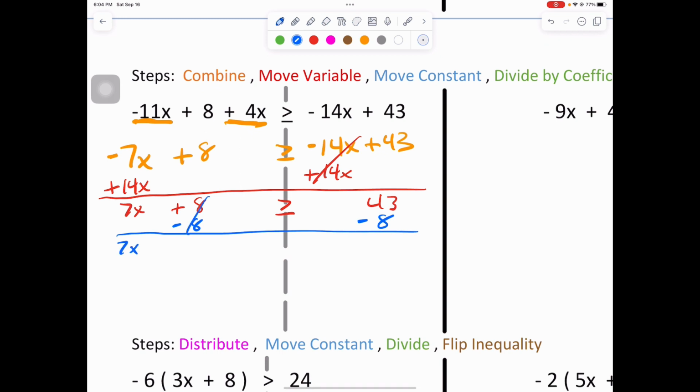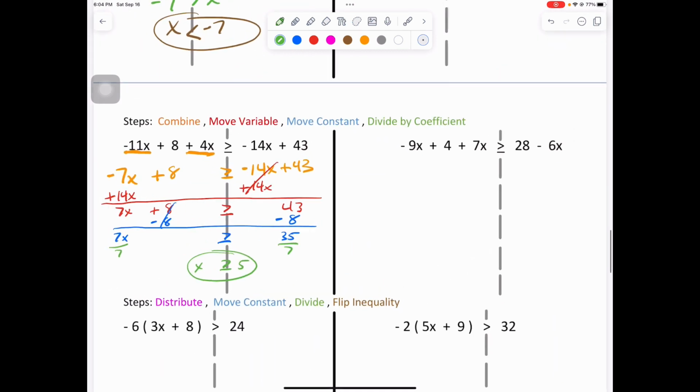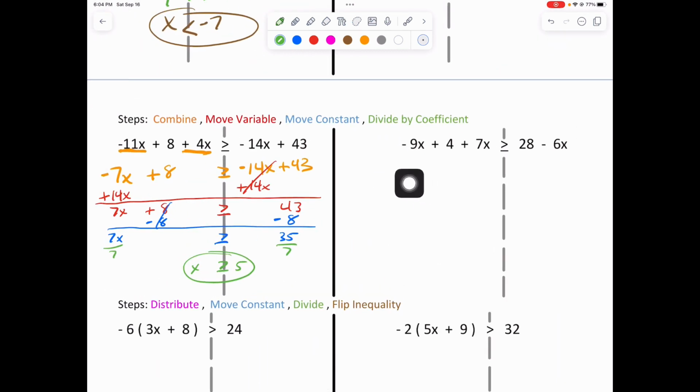All right, 8 minus 8, get rid of it. Greater than or equal to 35. Our last step here is to divide. Divide each by 7. X is greater than or equal to 5. Go ahead and circle your answer, and go ahead and pause the video to try this one on the right independently.